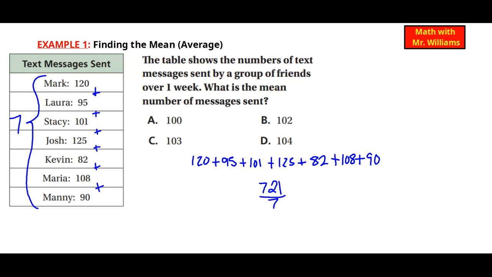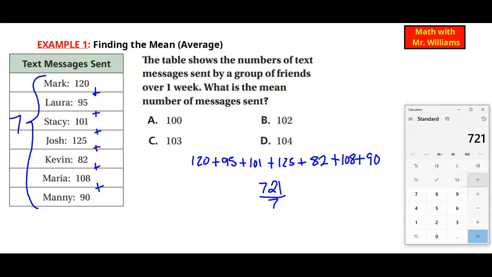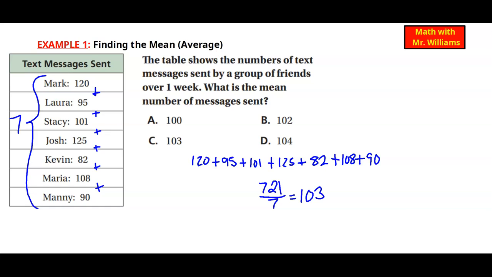So we bring our calculator back, we type in 721, and we divide it by 7. And that gives us 103. So the mean number of text messages sent is 103. So the correct answer is C.